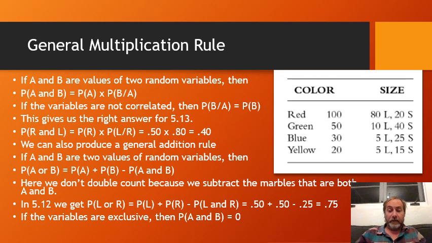So back in the previous slide, we get that the probability of large or red is the probability of large plus the probability of red minus the probability of large and red. So that's 0.5 plus 0.5 minus 0.25 equals 0.75. If the variables are exclusive, then the probability of A and B will equal 0. And that's why the simple addition rule works: when the probability of A and B equals 0, then that minus just becomes plus.